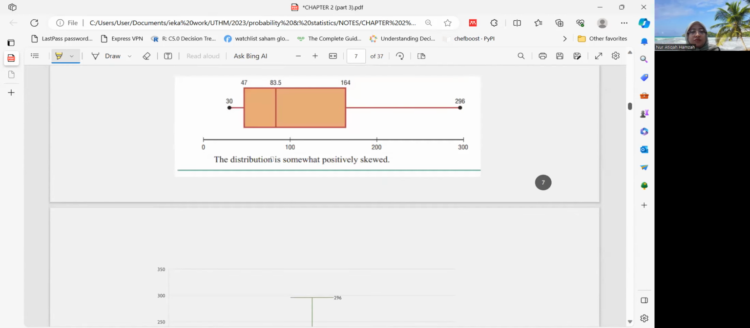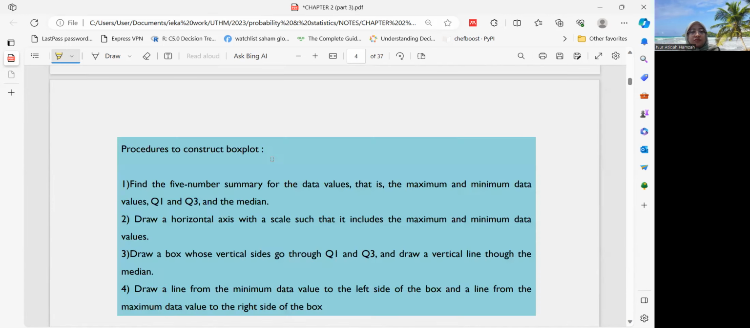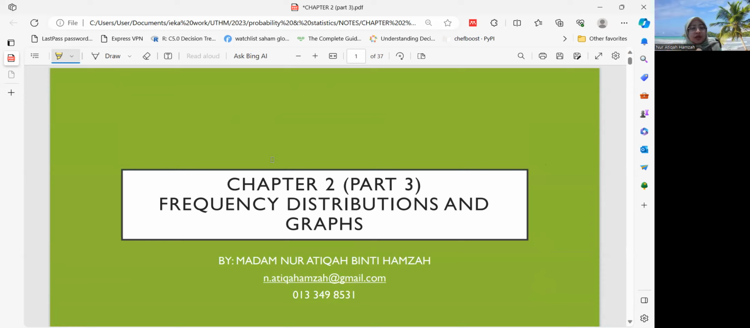So saya harap awak semua dah boleh bezakan jenis-jenis graph yang awak dah belajar since last week. Refresh balik apa tu frequency distribution, macam mana nak cari cumulative frequency, macam mana nak bina group, nak bina kelas untuk kita punya data, macam mana nak cari class limit, class width, and then upper boundary, lower boundary, and then how to find midpoint. Itu adalah yang anda telah belajar pada minggu lepas. Yang ini adalah sambungan dan sedikit conclusion daripada overall mengenai frequency distribution and graph.